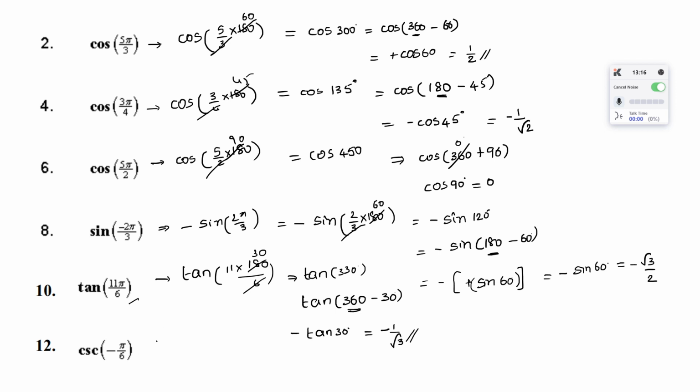And coming to 12th question, it is cosecant minus pi by 6. We cannot directly find cosecant theta because it is not a primary ratio. So let me find the value of sine first. Minus sine pi by 6. Pi by 6 is nothing but 30 degrees because pi means 180, and 180 by 6 is 30 degrees. So minus sine 30, minus 1 by 2. So the answer is minus 1 by 2. And if minus sine pi by 6 is minus 1 by 2, what about the cosecant? It will be reciprocal. So that will become minus 2.